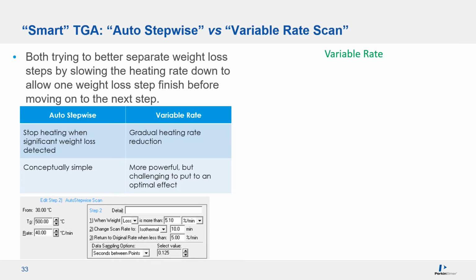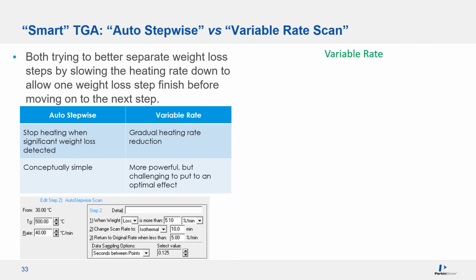Here are a couple of options, auto stepwise and a variable rate scan. Both methods share the same idea, that is to slow down the heating to let one mass loss step finish before moving on to the next step. The difference is how to slow down the heating.